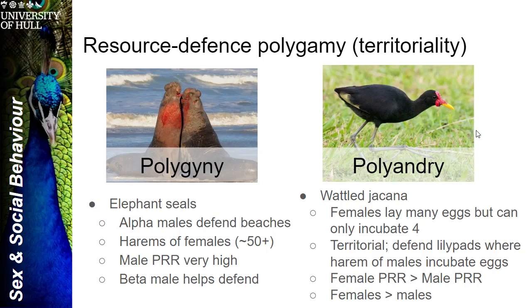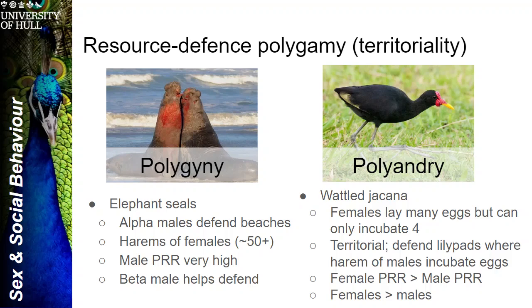On the other hand, you have female wattled jacanas, where the female can lay more eggs than she can physically incubate. So what they do is they defend lily pads where harems of males all incubate some eggs. The eggs need incubation, but the female can physically lay more than she can incubate alone. And so she has a harem of males, each of which is incubating a clutch of eggs.